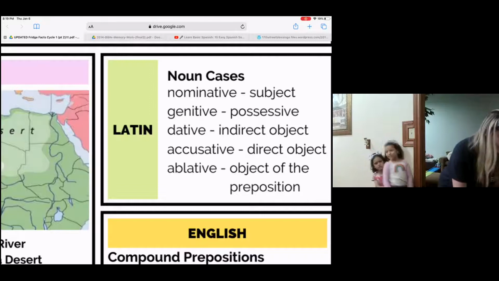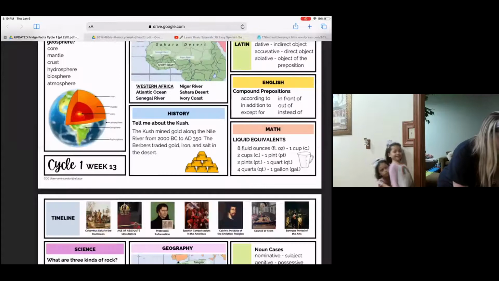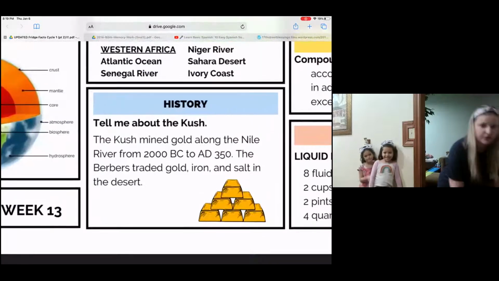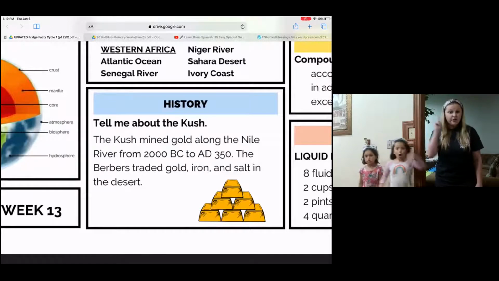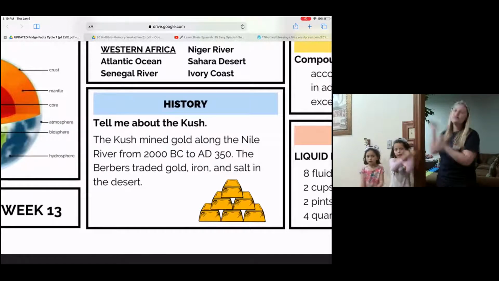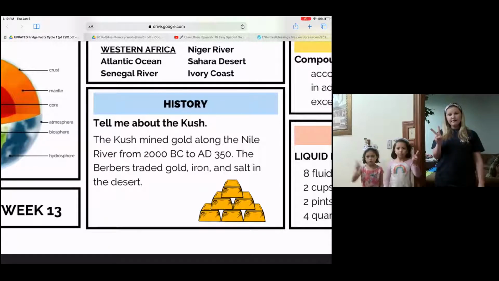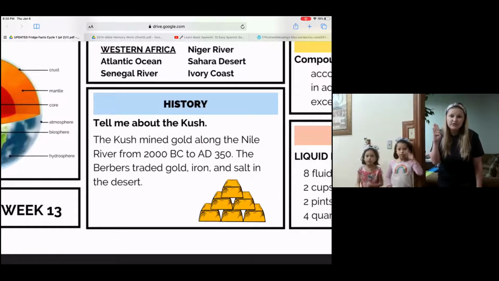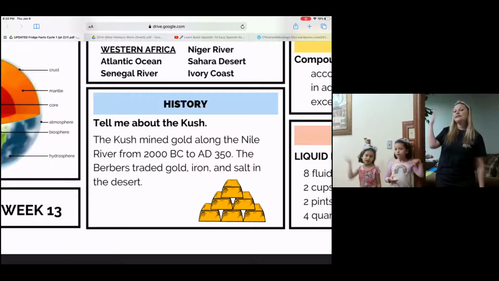Heals is for history. Tell me about the Kush. Start with a sign language K. The Kush mine gold along the Nile River. From 2000 BC to 835 AD, the Berbers traded gold, iron, and salt in the desert.